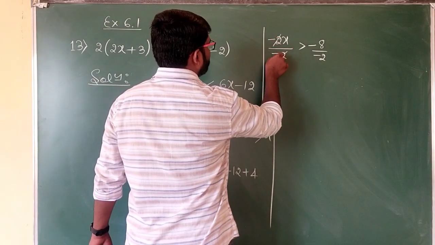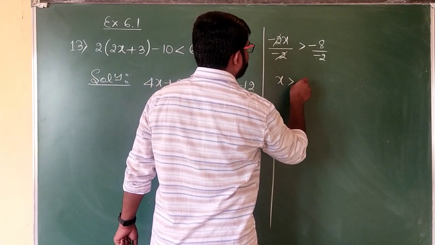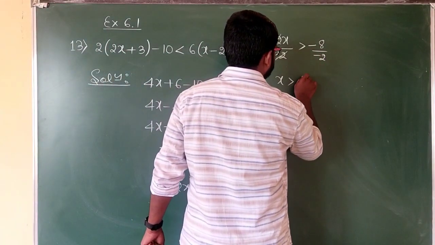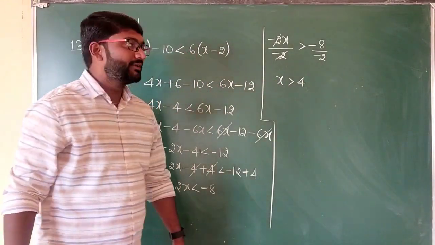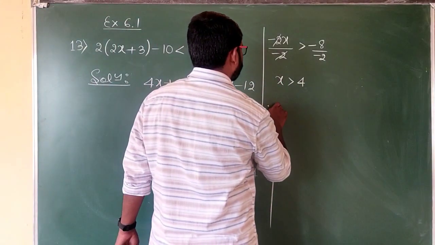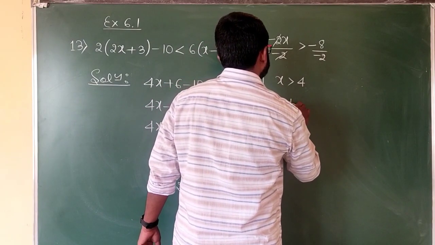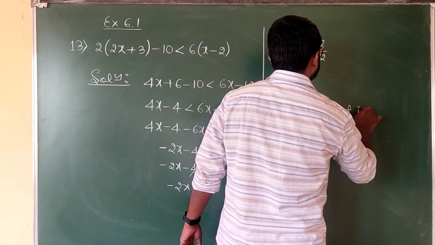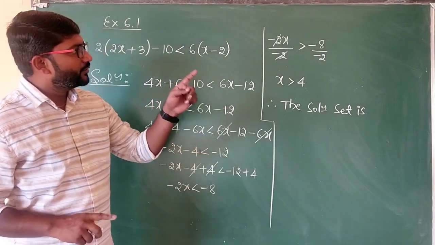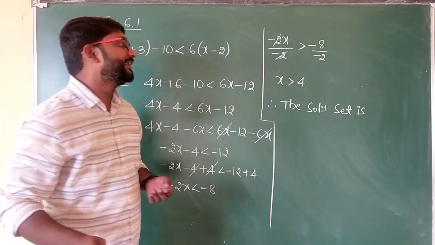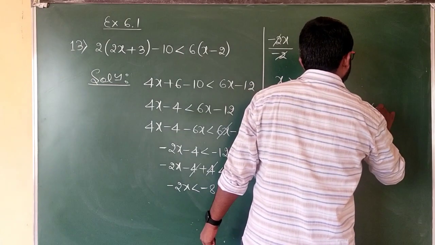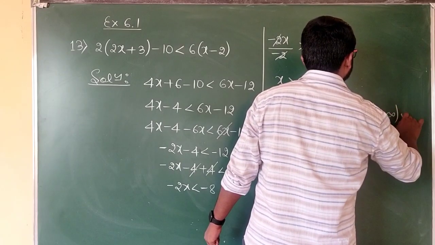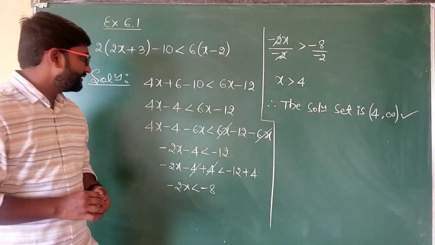So minus 2 get cancelled. We get x greater than, so minus by minus it is plus, 8 by 2 will give us 4. So it is 4. X greater than 4. So the solution set is, therefore the solution set is, open interval 4 comma infinity. So this is the required answer for the question number 13.